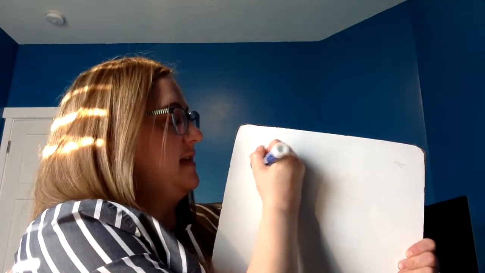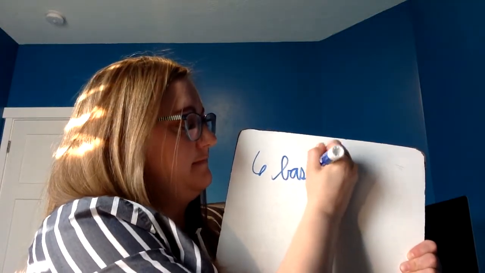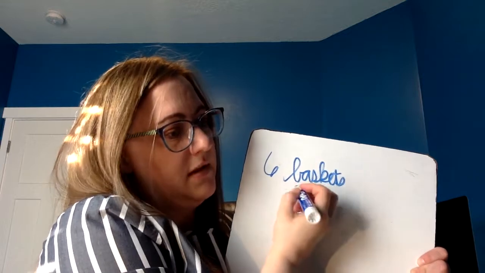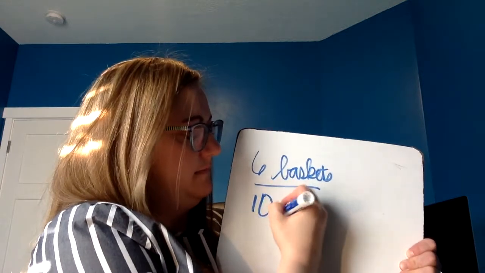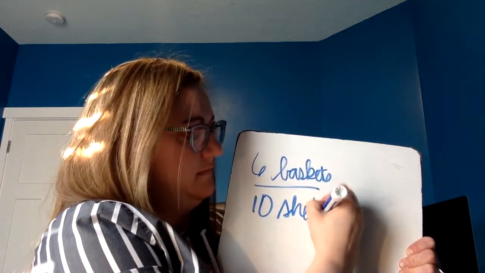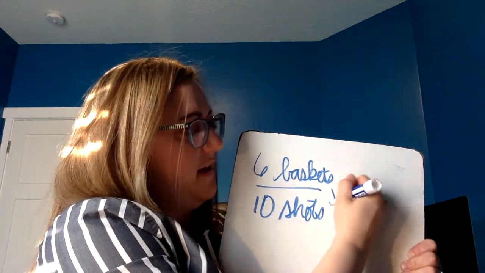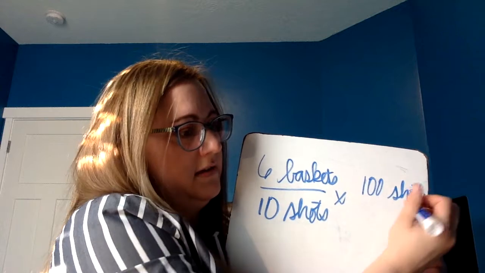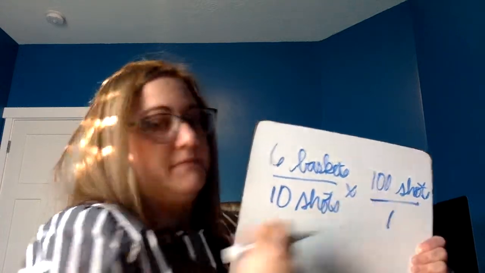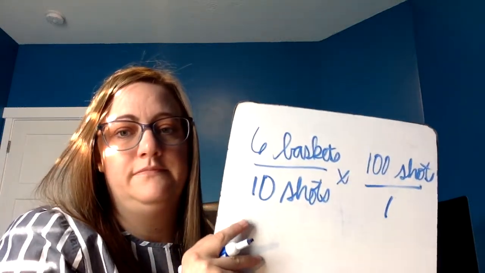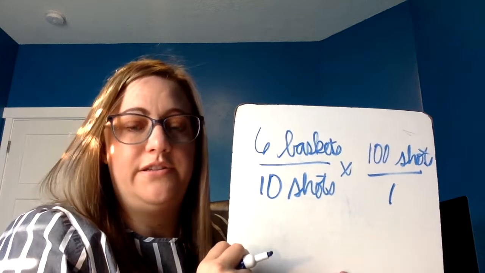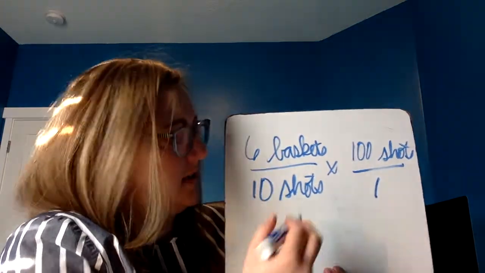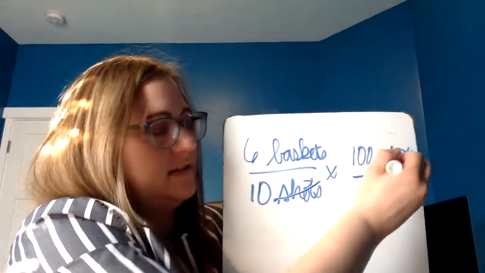Okay, you should have 6 baskets for B, over 10 shots, and we're going to multiply it by 100 shots over 1. All right, we are going to look at words first so we can get rid of shots.